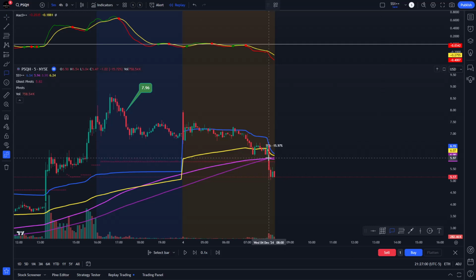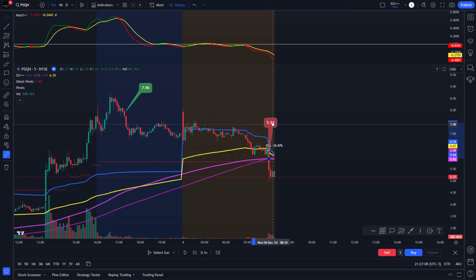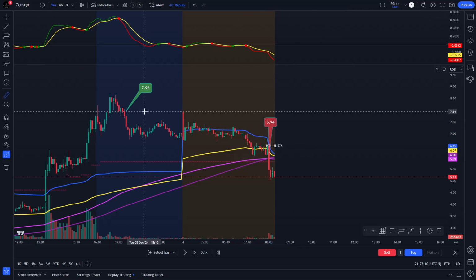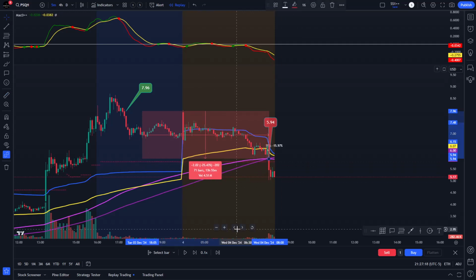So that is our take profit, right here at 5.94. And if we were to do a measurement at 7.96-ish to 5.94, that's $200, $202 on 100 shares.